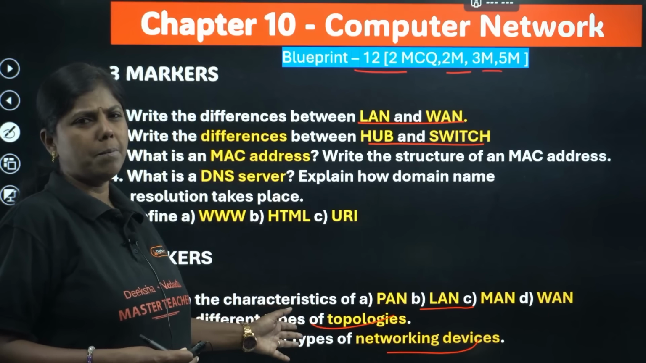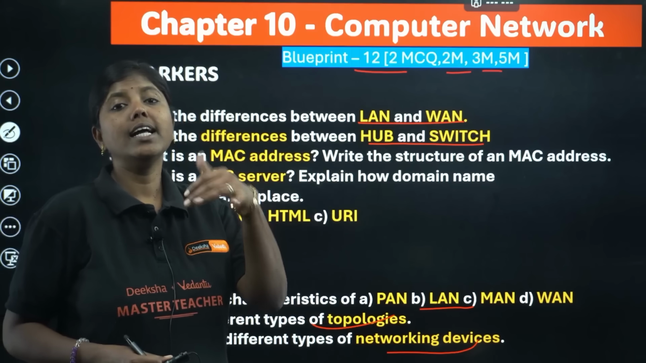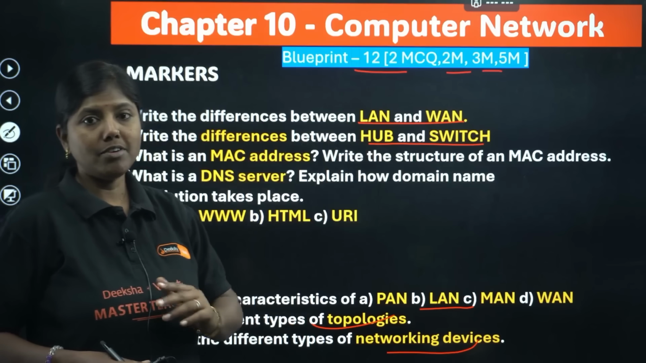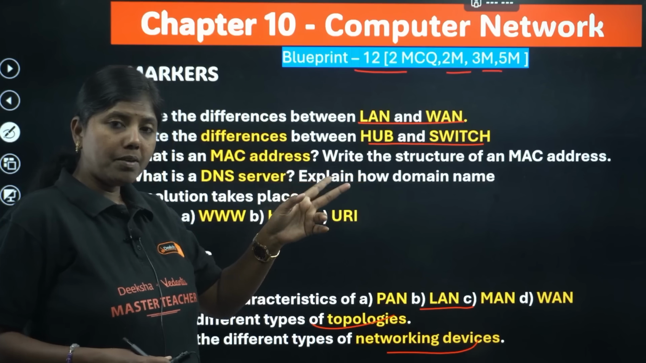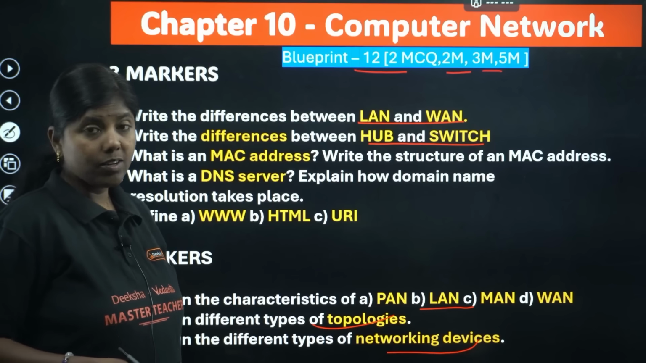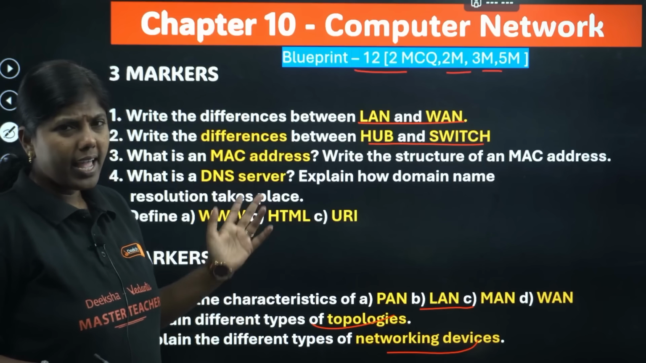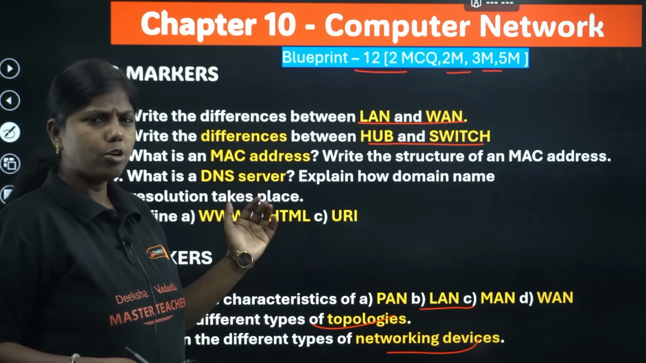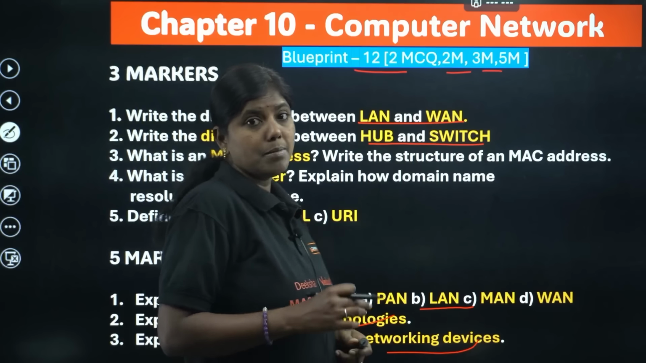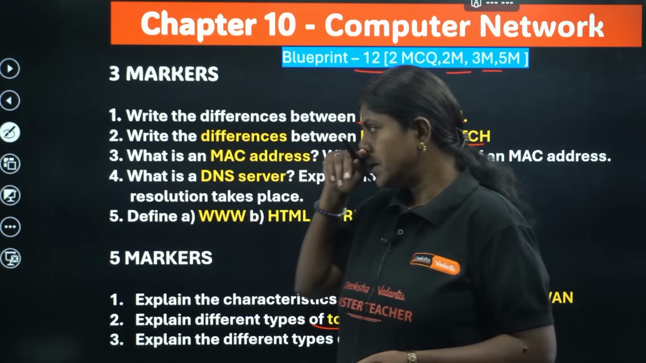What is the difference between hub and switch? What is the difference between LAN and WAN? Apart from that, they'll ask you with respect to the addresses: MAC address, IP address, two types of IP address, IPv4, IPv6. Then we have DNS server. What is DNS server? What is DNS resolution? And some important terminologies like what is www, URI, and HTML. They may ask you some definitions or expansions from this chapter. Clear?